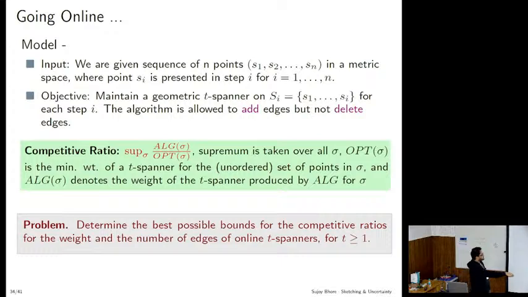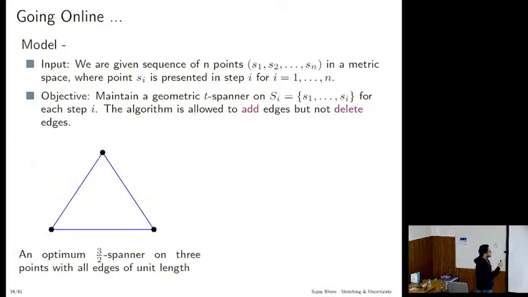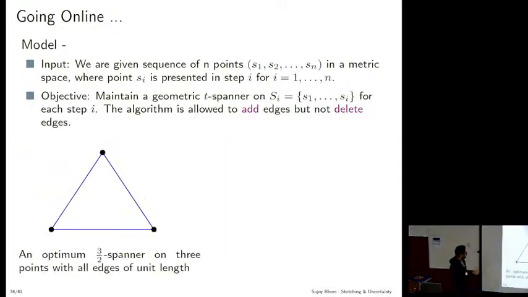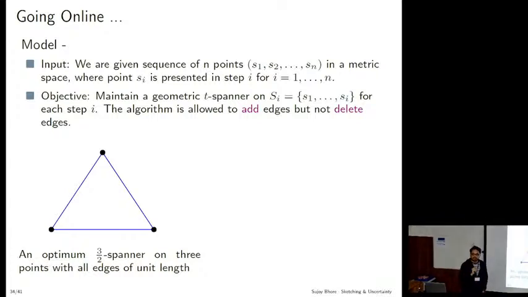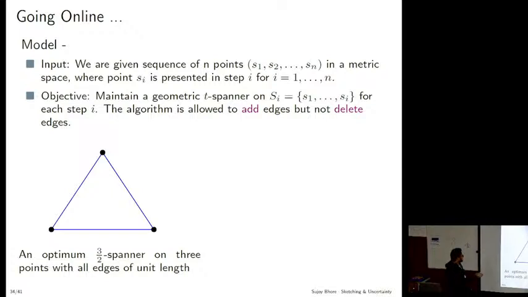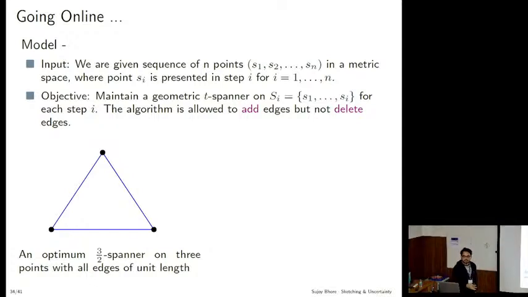So the first question is, what are the best possible bounds one can get for online T-spanners? Now let me talk about this phenomenon. Let's say that these are the 3 points that an adversary inserts one by one. At this point, if I want to maintain a 3 by 2 spanner, there is really nothing to be done but to add this triangle. There is no other option.